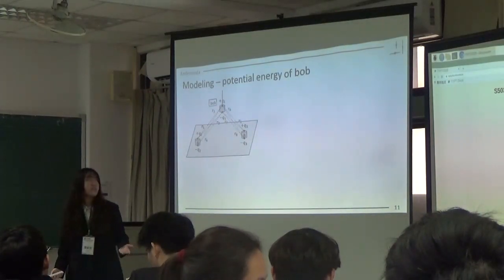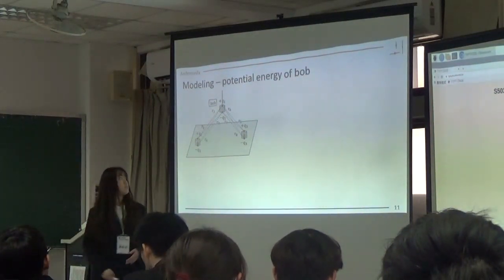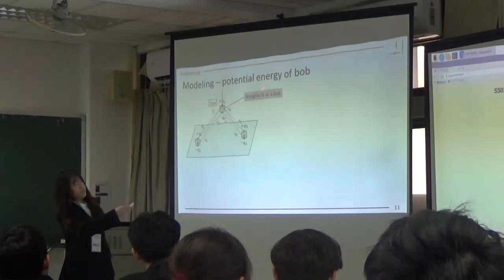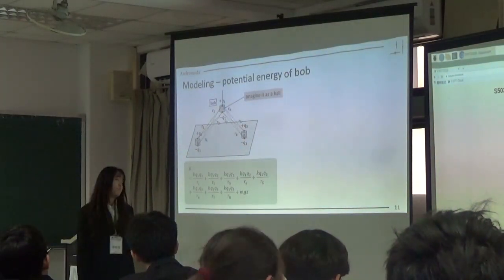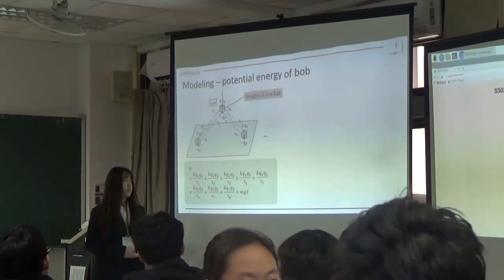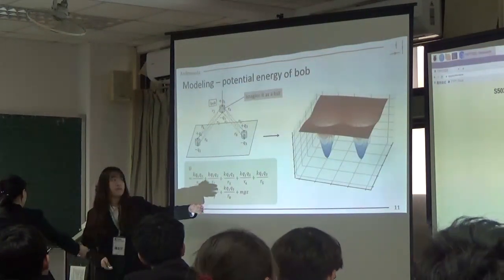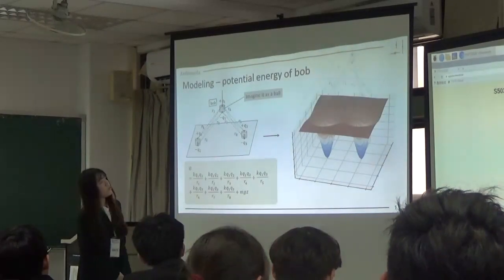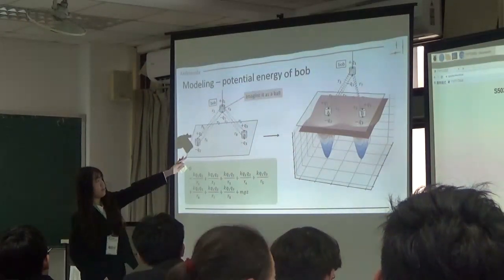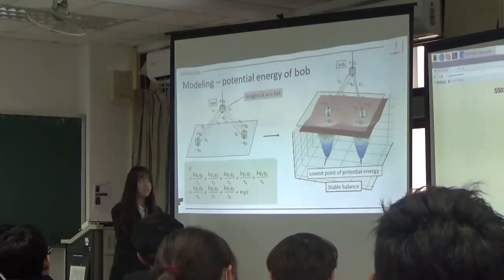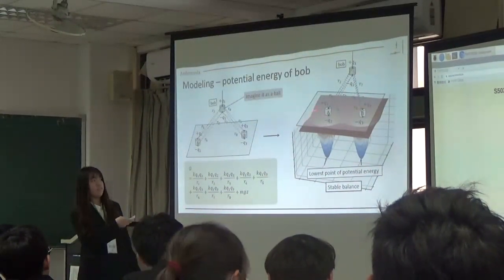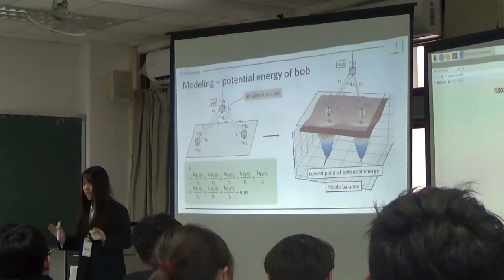So it will do constant acceleration motion. And then the other modeling is the potential energy of the Bob. If we imagine the Bob as a ball and use this potential energy equation, then we can get this graph. If we compare this and that, we can know that the lowest point of the potential energy is the position of the magnet and also the stable balance point.